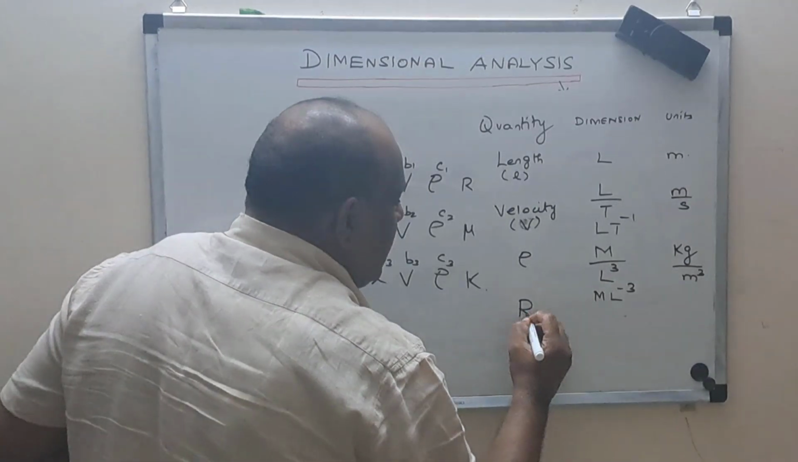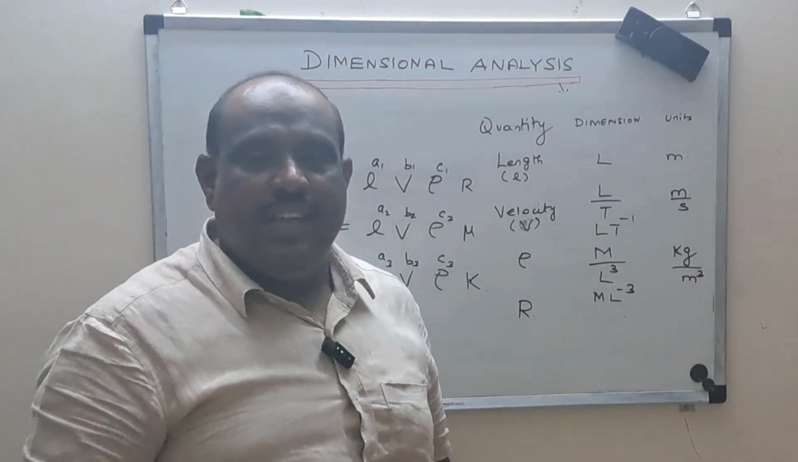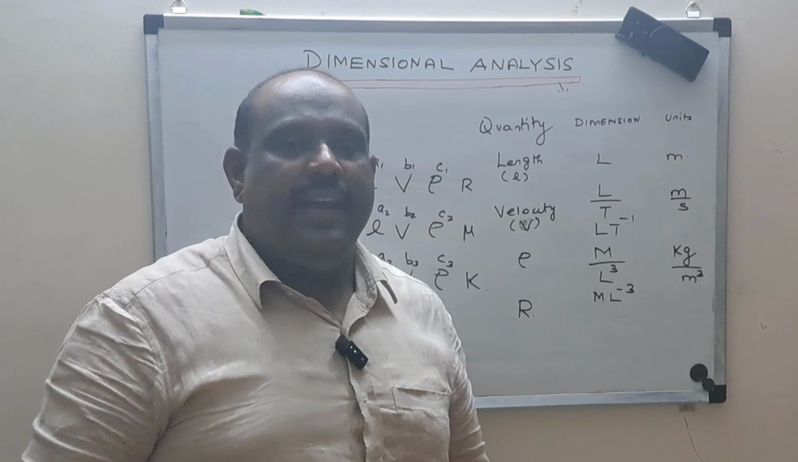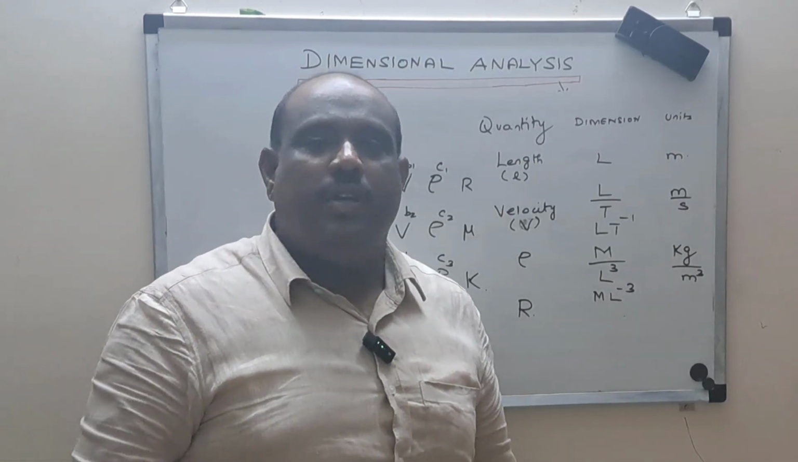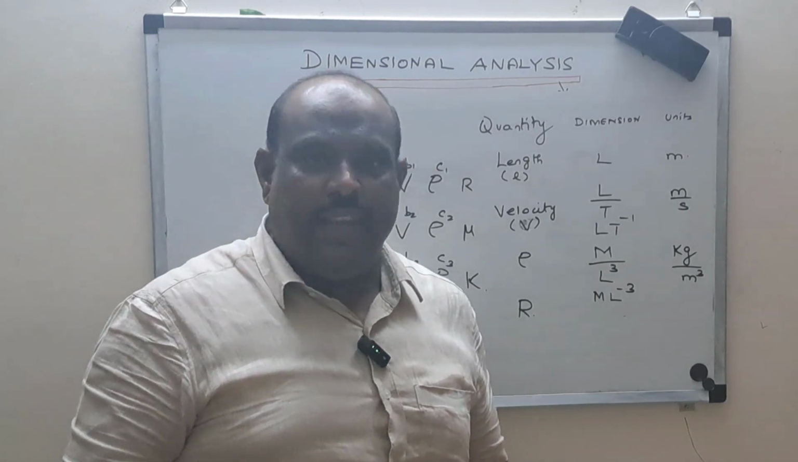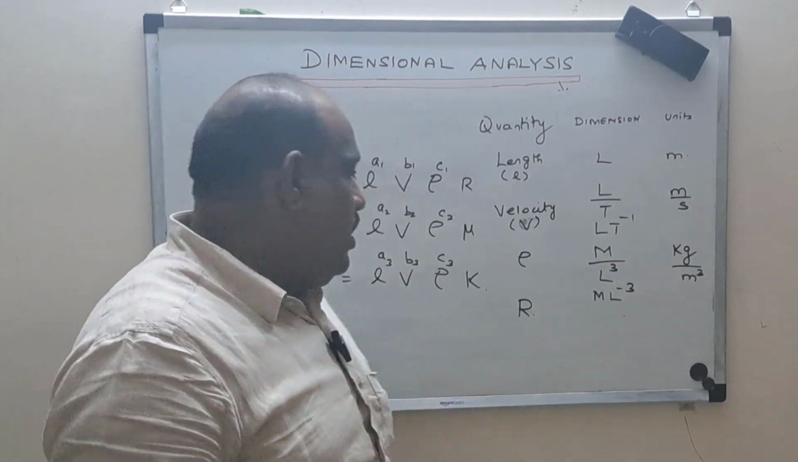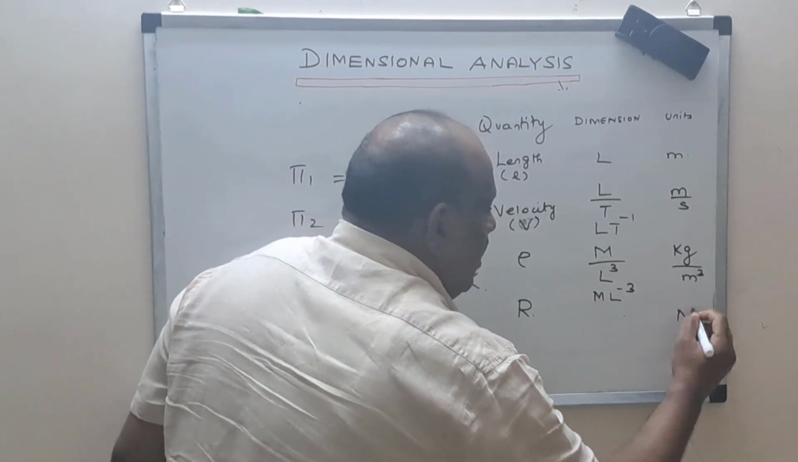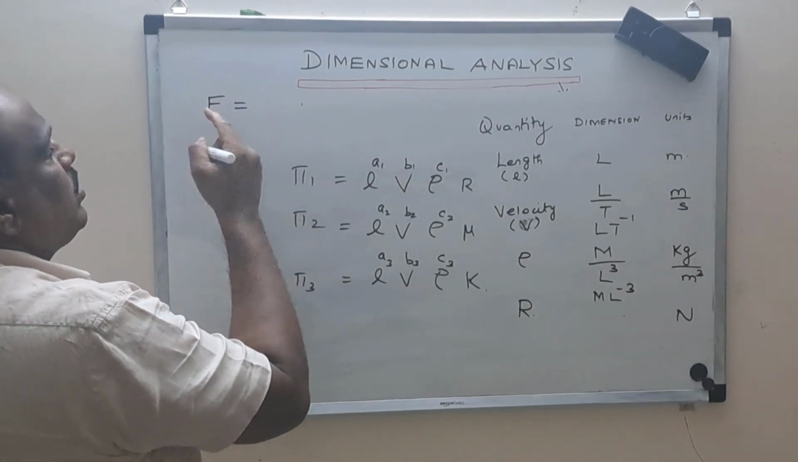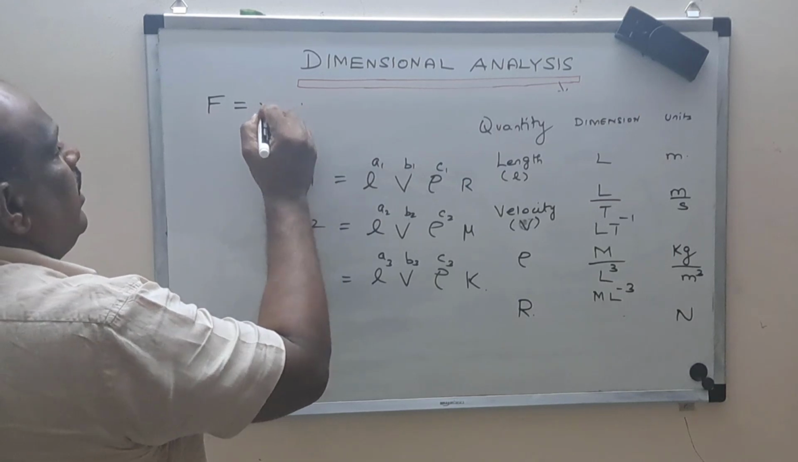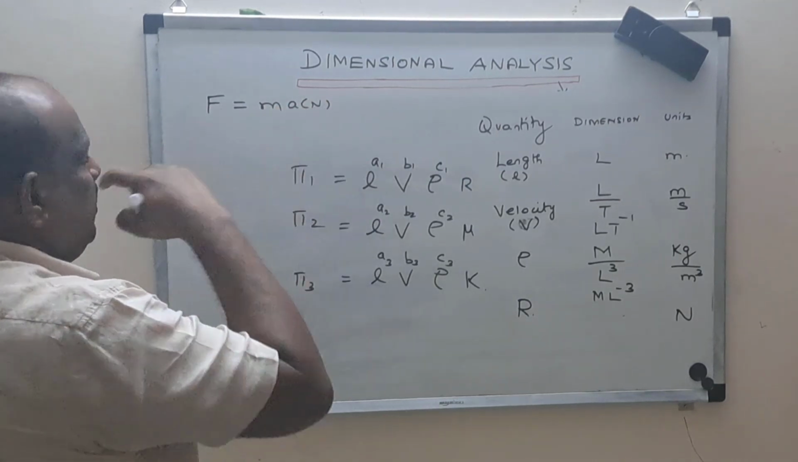What is resistance? Can anyone tell what is meant by resistance? Resistance is nothing but a negative force which opposes the motion. So the unit of resistance is the unit of force only. It's nothing but Newton. When I say Newton, we are unable to understand, so what is force? The unit of force is Newton.